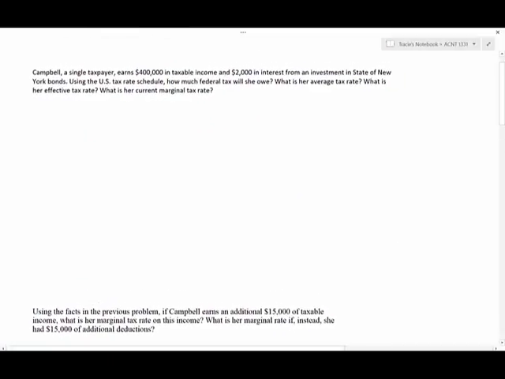And this is going to be our first example. In this example, we have Campbell, a single taxpayer who earns $400,000 in taxable income and has $2,000 in interest from an investment in a State of New York bond. And it says, using the U.S. tax rate schedule, how much federal tax will she owe? What is her average tax rate? What's her effective tax rate? And what is her current marginal tax rate?